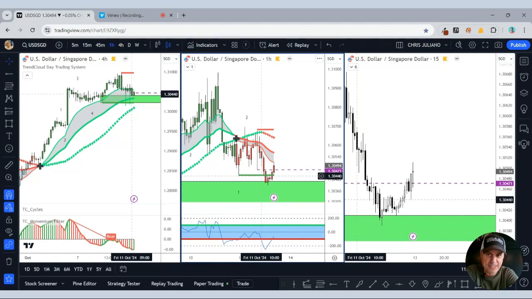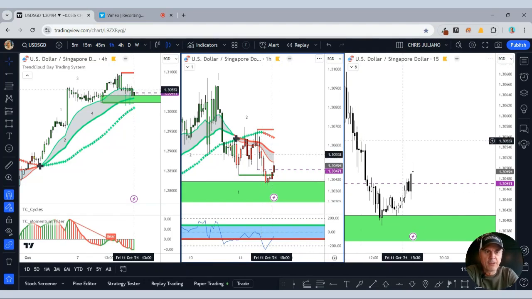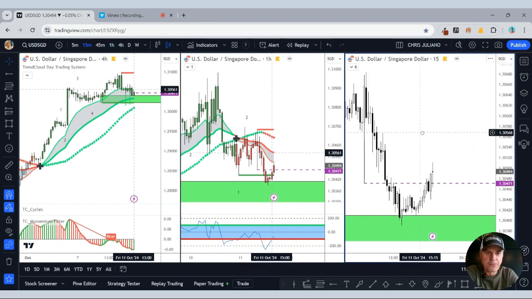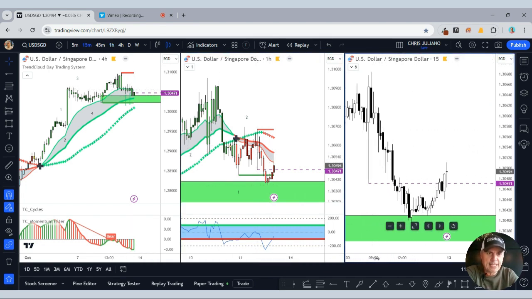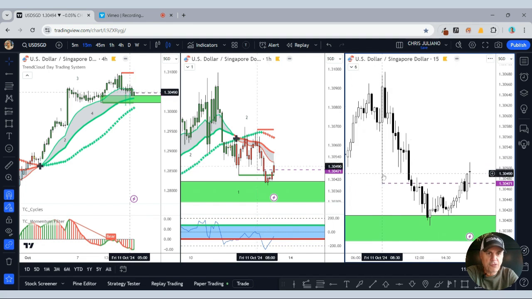So these are mixed signals, but what I want you guys to pay attention to is the low time frame here. Look at this very bullish candle that got taken out right here. Look at this right here, guys. This candle is quite bullish, okay? And look at how price broke through it.